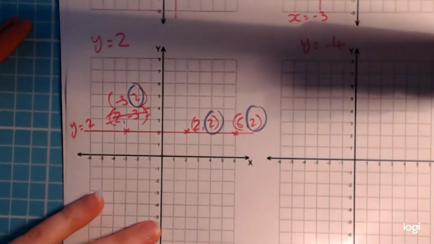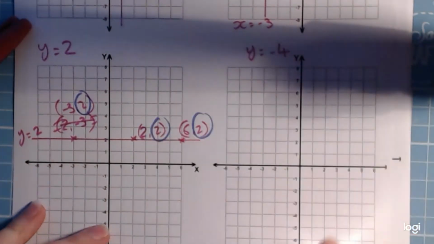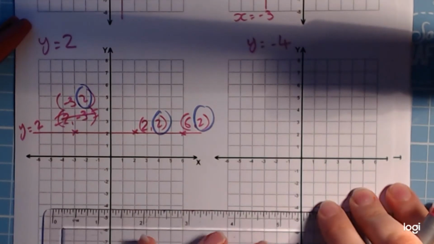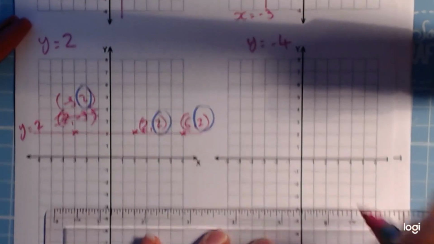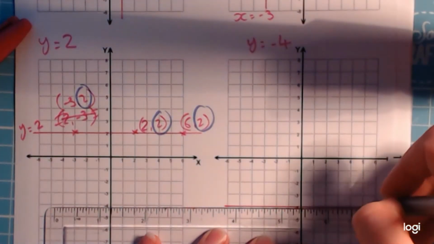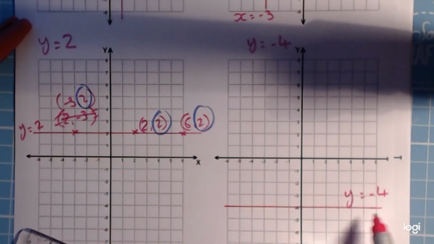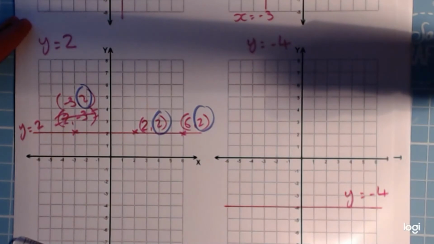Okay, so we want to know where on this line everything is going to equal -4. And absolutely right, I'm sure you can see by now it's going to go straight through -4 on the y-axis. Okay, y equals -4. Any point on there, y is going to equal -4.